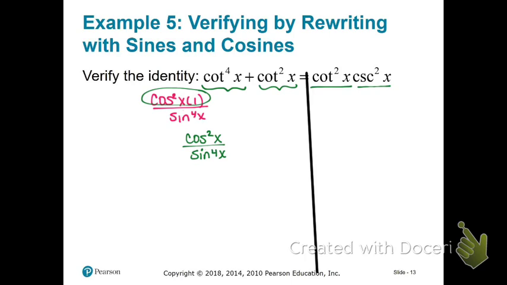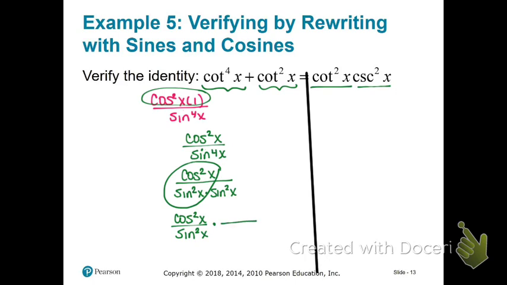So, well, I've already got the cosine squared on top, so let's do this. So we got cosine squared of x on top, but that sine to the fourth, I could write that as sine squared times sine squared, couldn't I? And so I can see these two right here, if I split it, is going to give me my cotangent. So I'm going to write this as cosine squared over sine squared times, I still have a sine squared on bottom, so what am I going to put on top? A 1.